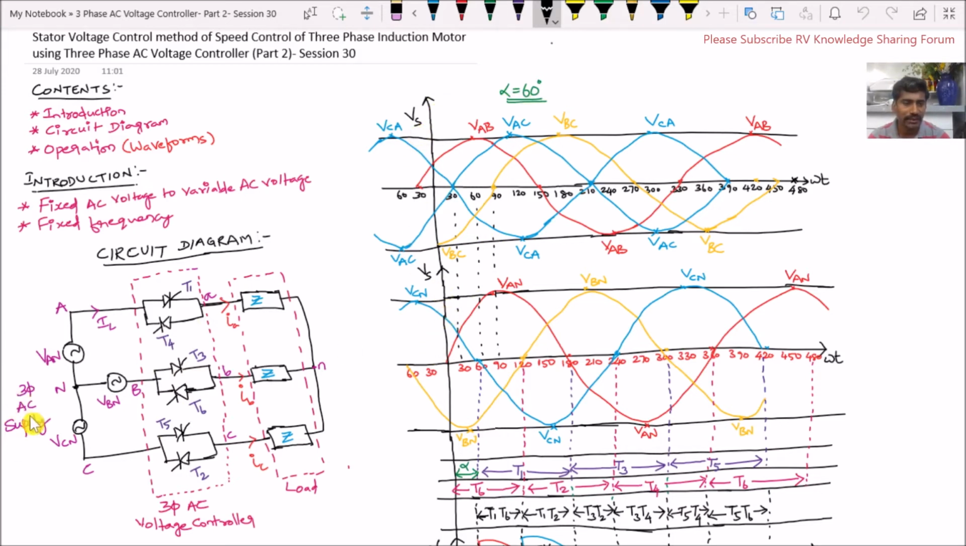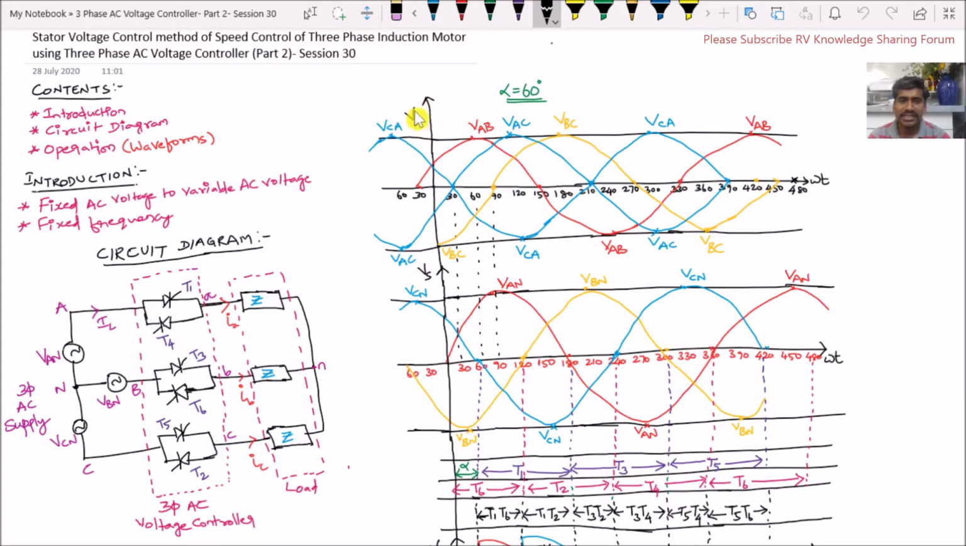See here, the 3-phase AC supply of line to neutral voltage, or phase to neutral voltage. That means the phase voltage is given to the 3-phase AC voltage controller, so that phase voltage is drawn here. That is the voltage between a phase and the neutral, or between a line and the neutral. This VAN indicates the phase voltage between phase A and the neutral N, and VBN indicates the phase voltage between line B and the neutral. Similarly, VCN indicates the phase voltage between line C and the neutral. So this is our 3-phase line to neutral voltage.